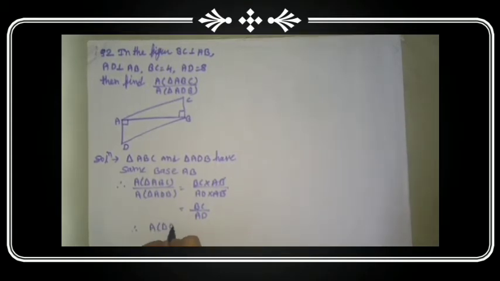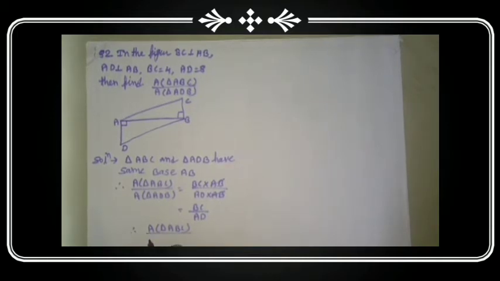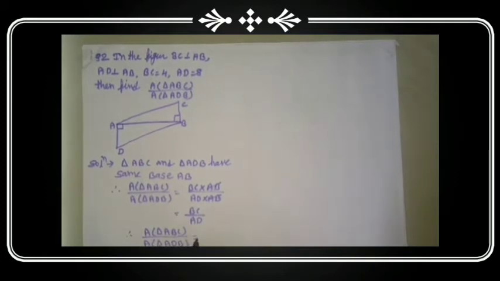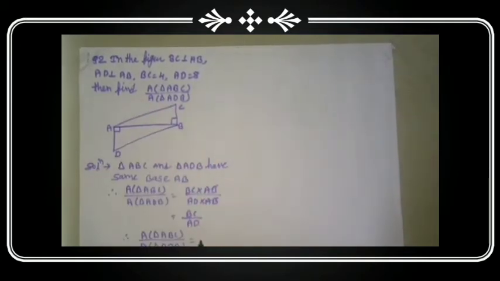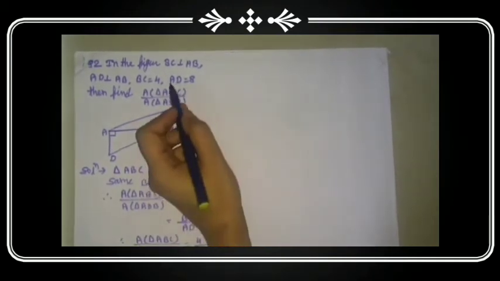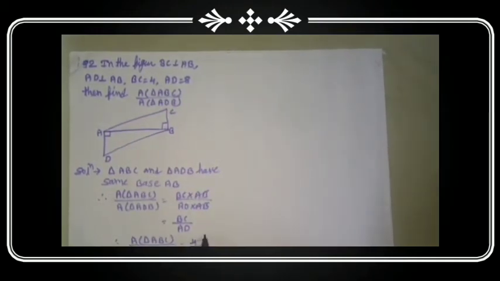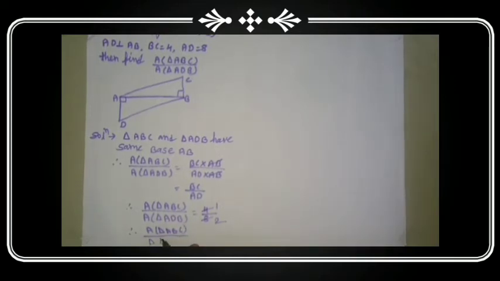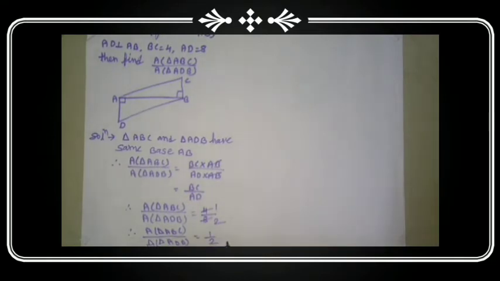Area of triangle ABC divided by area of triangle ADB equals BC, which is 4, divided by AD, which is 8. 4 ones are 4, 4 twos are 8. Therefore, area of triangle ABC divided by area of triangle ADB equals 1 by 2. Answer.